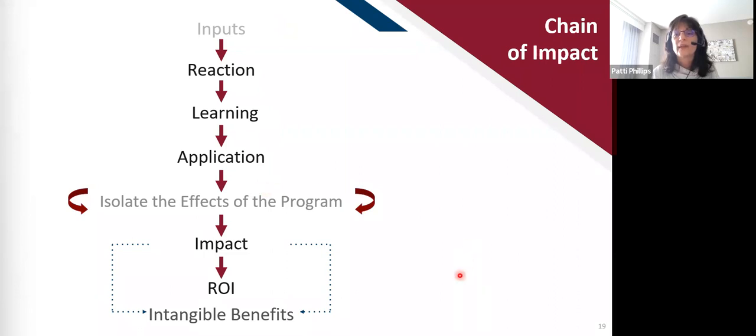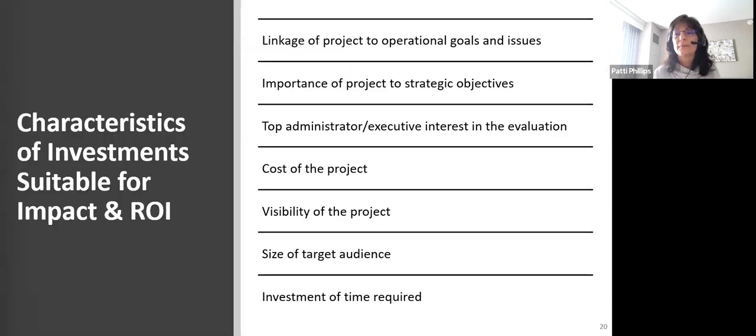The good news is that you can build it all in. It doesn't have to be hard. For a lot of people, it's so daunting. You can build it in. And today, in an environment where we have so much online learning and hybrid learning, leveraging technology to help us collect the data is much easier than in the past.